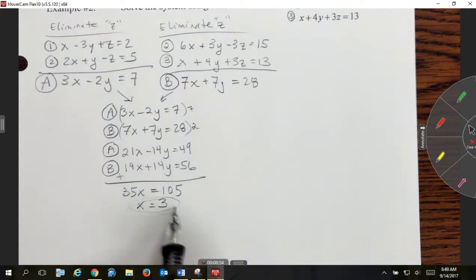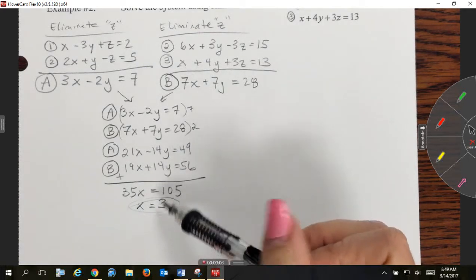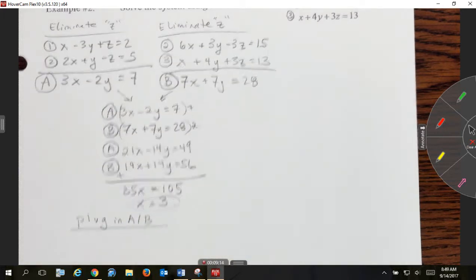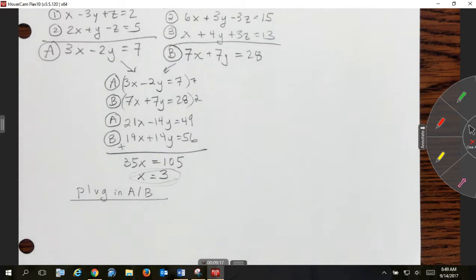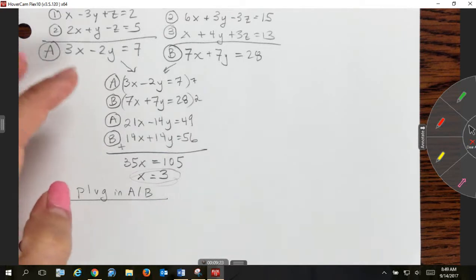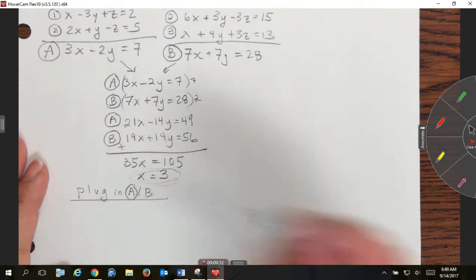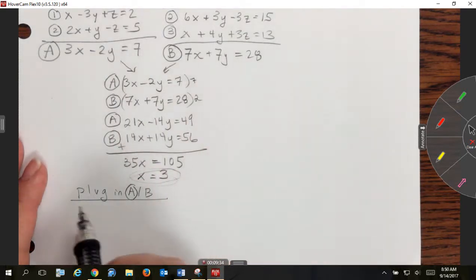When we have 1 answer, we will use back substitution. The back substitution cannot go all the way to the beginning. It can only go back a step. So we're going to go back to either A or B. I'm writing on here plug into A or B, but if I were doing my work, I would actually just write plug in A. It does not matter, but when I look at my 2 A's, I'm going to plug in the one that has lower numbers. So I am going to plug it into A. You can plug it into B, but A has lower numbers, so I'm choosing A.